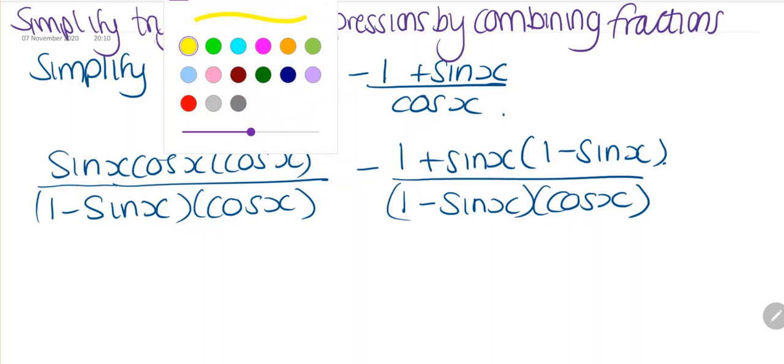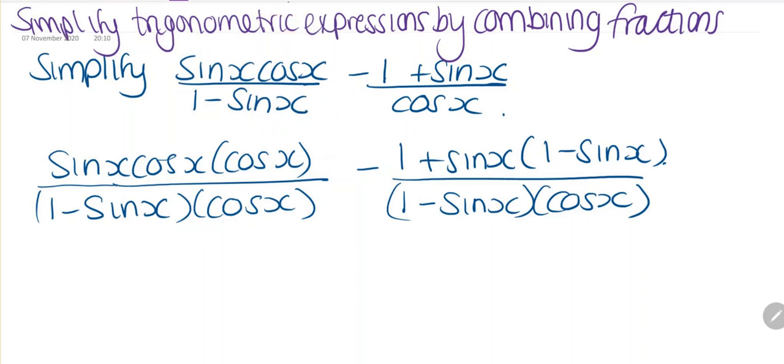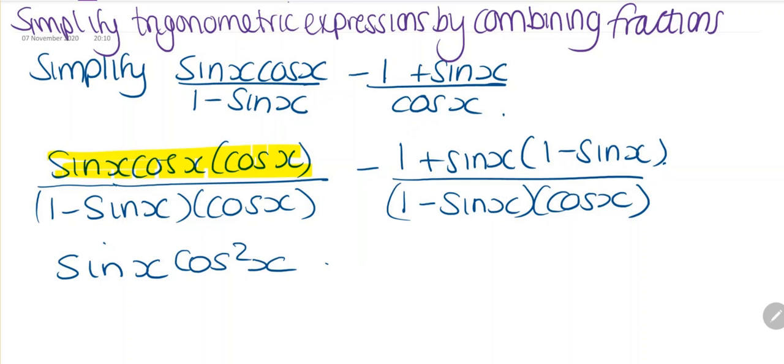So now we're going to look at multiplying out the terms. Let's have a look at these terms first. We're going to have sine of x and cosine, so cosine squared x. And over here we'll have minus, and then 1. If we multiply out 2 brackets, 1 positive, 1 negative, we're going to have 1 minus sine squared of x.